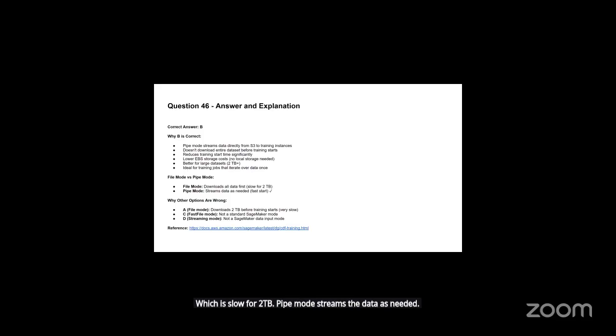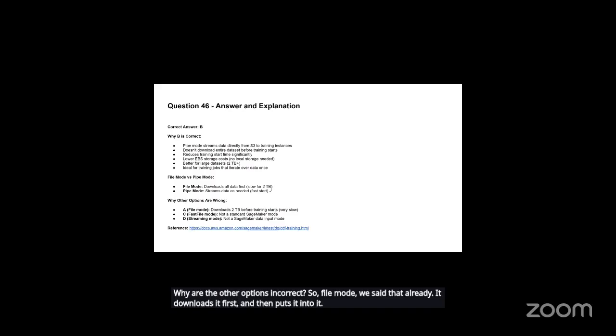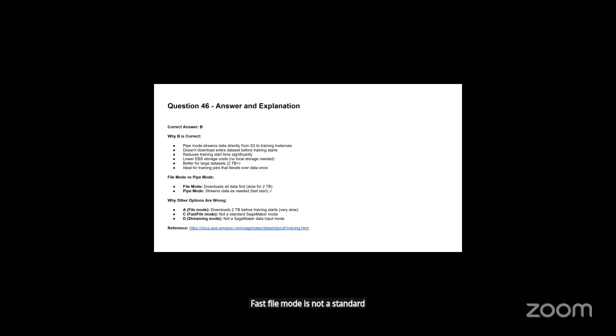Why are the other options incorrect? So file mode, we said that already. It downloads it first and then puts it into it. Fast file mode is not a standard SageMaker mode. And streaming mode is not a SageMaker data input mode.